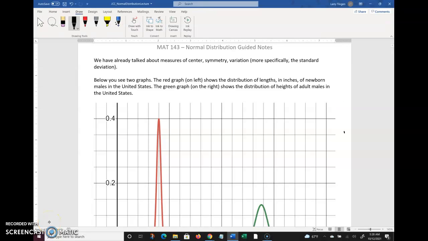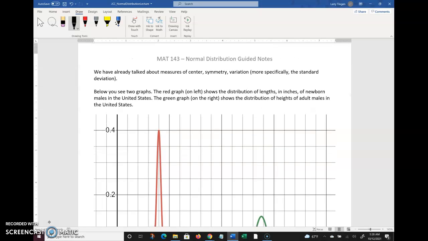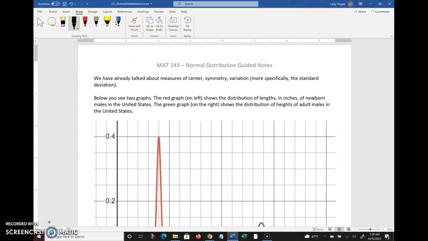Hello everyone. We are going to pick up where we left off our last lecture on statistics and talk about the normal distribution today. But let's recap what we've already done and some of the key topics that are going to come up again today. What we've covered in the past are measures of center, things like mean, median, and mode. We have covered symmetry of distributions, and skewness as well, and we've covered variation, more specifically the standard deviation.